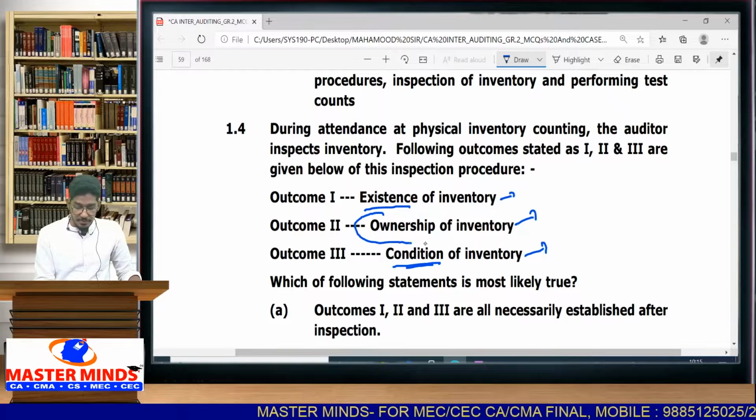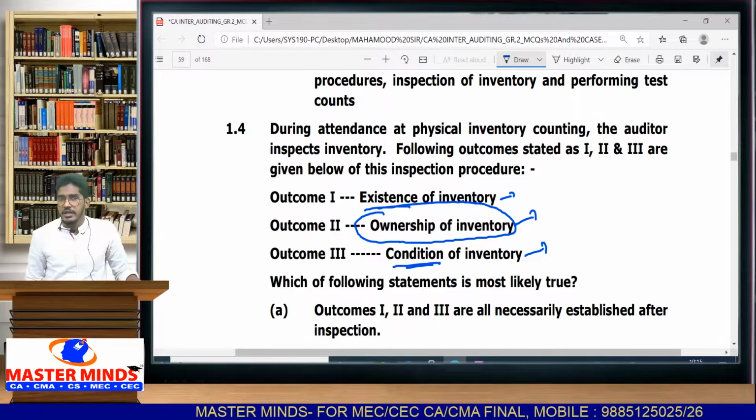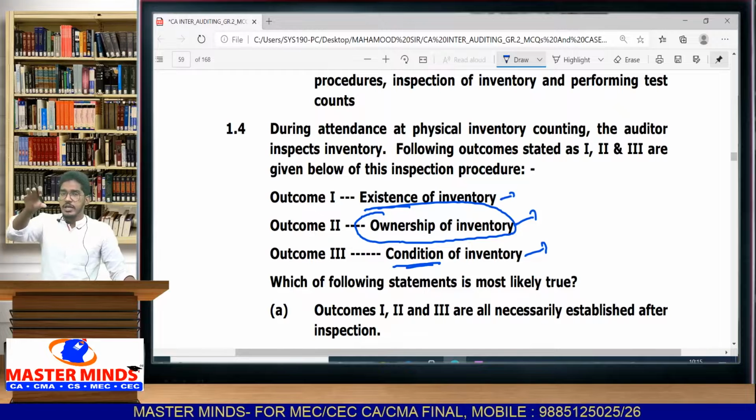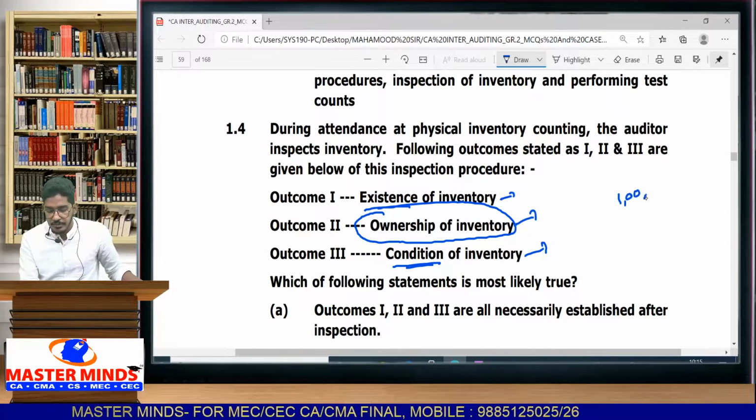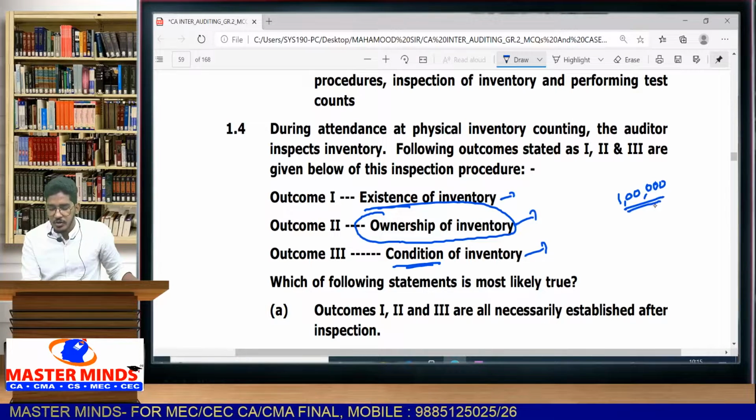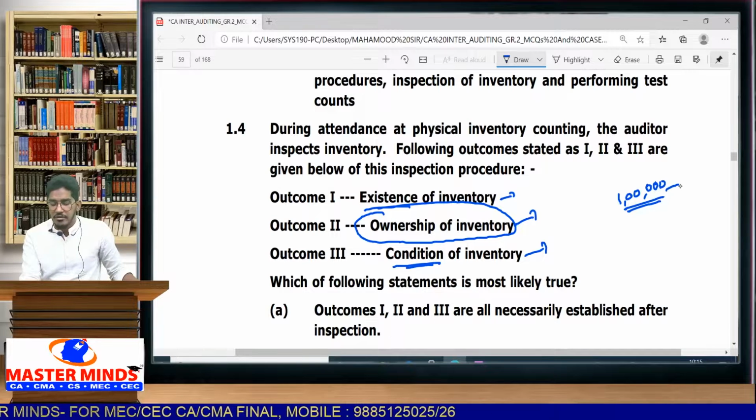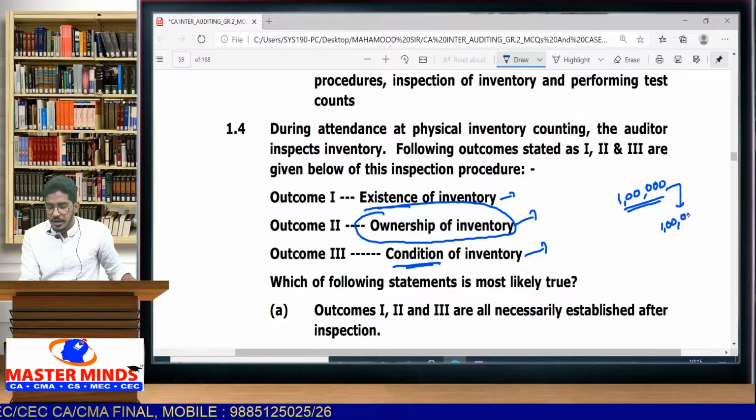But ownership of inventory, see this: suppose there is some 1 lakh units of stock. As per management's inventory records, the closing stock is 1 lakh units. When I go and observe the godown also, there are 1 lakh units, but out of this 1 lakh units, 10,000 stock doesn't belong to me.